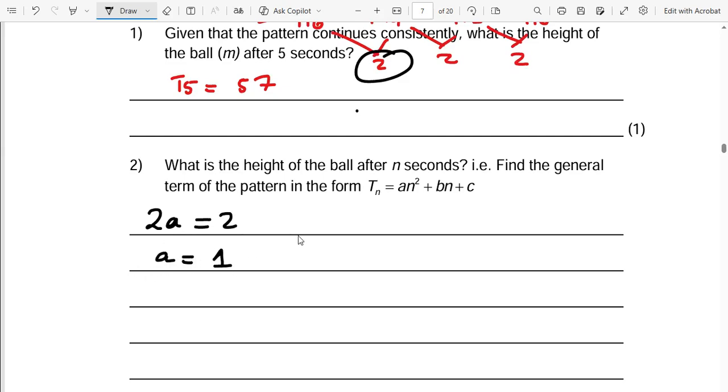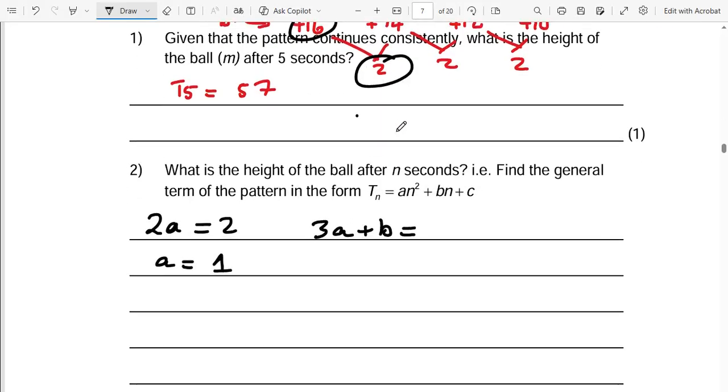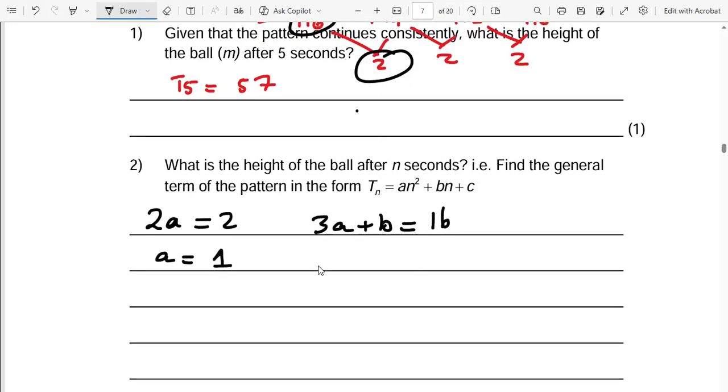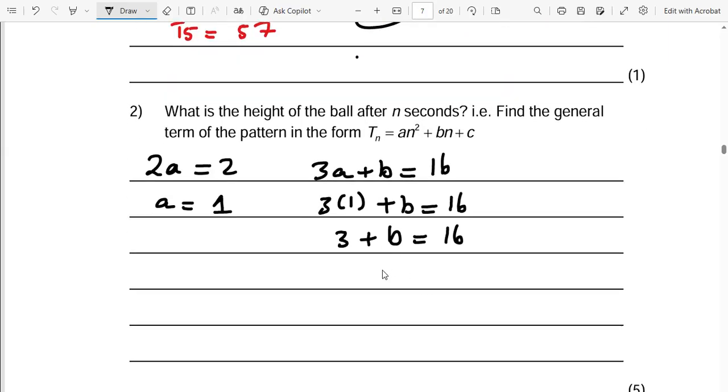If we divide both sides by 2, then we say 3a plus b is equal to the first term of the first difference, which is 16. So I'm going to equate that to 16. 3 into a, where there's a, I substitute 1. That will be 3 plus b, which is equal to 16. So let's solve for b. The 3 goes to the other side to be negative. What is the value of b? So this will be 16.